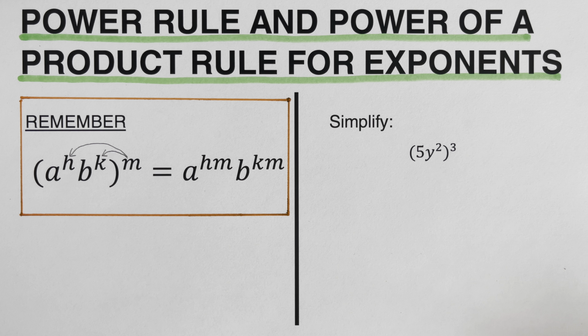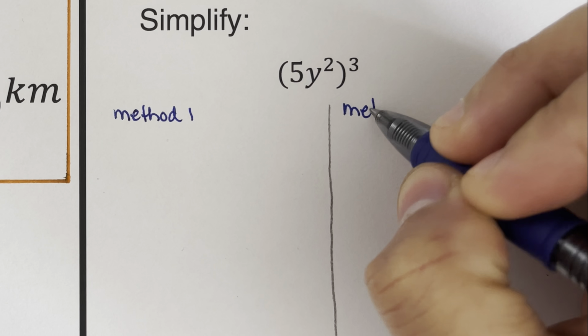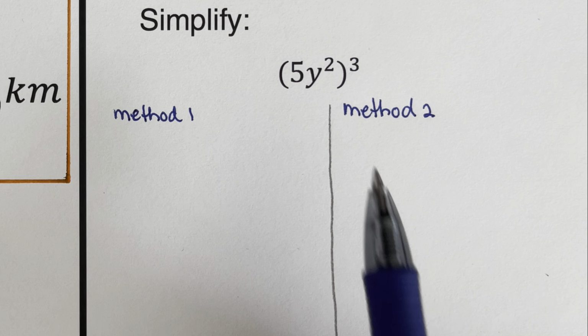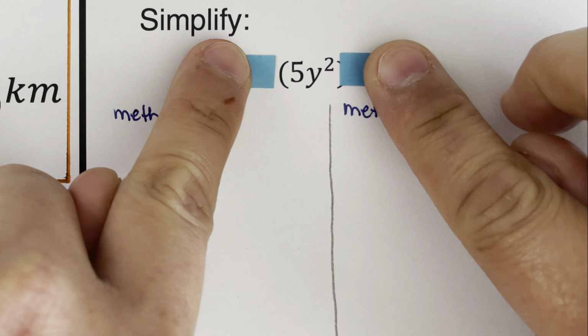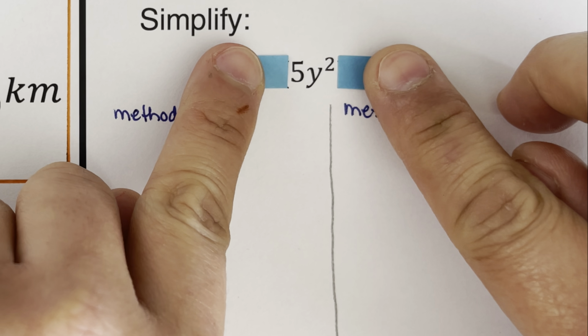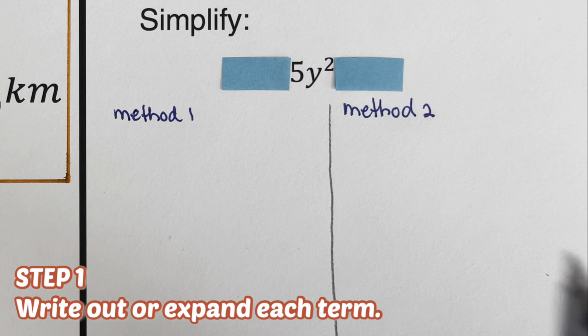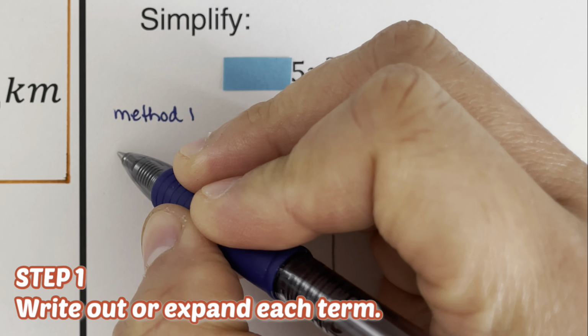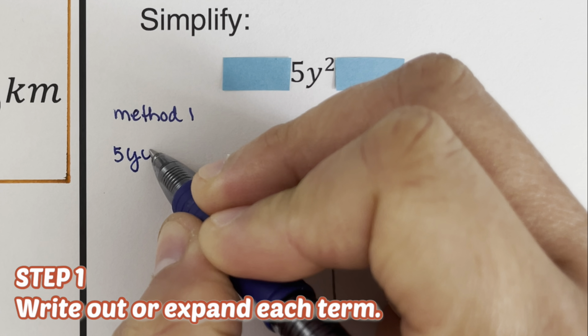So we're going to take this first example right here. Let's simplify 5y squared raised to the power 3. So we are not overwhelmed with all of these exponents, let's cover the parentheses and third power. So this is 5y squared, and we can go ahead and expand this. 5y squared means that's going to be 5, and then there are two y's, y and y.